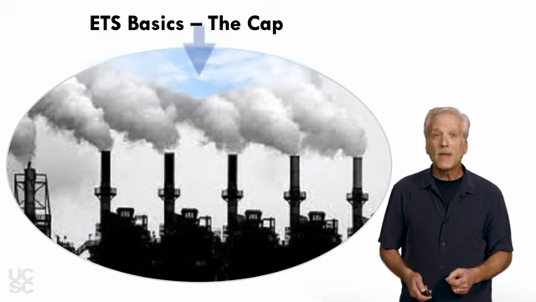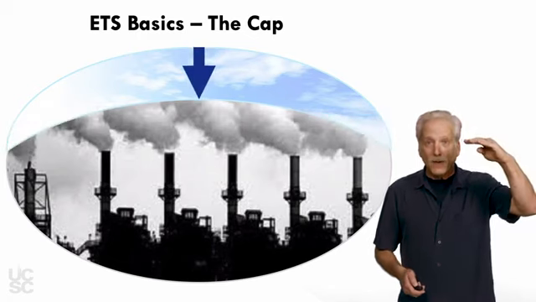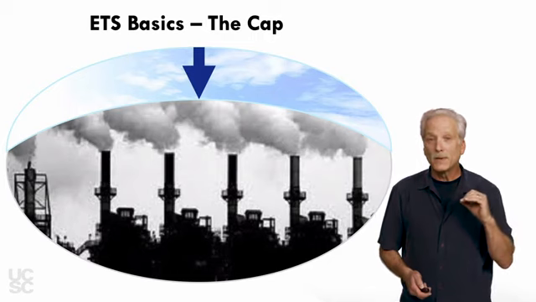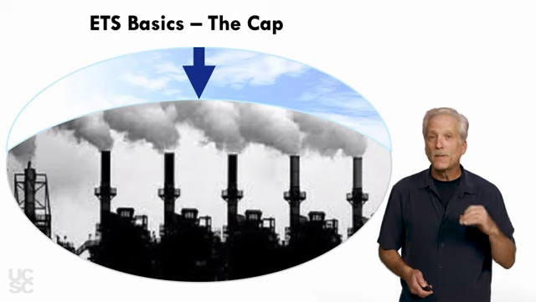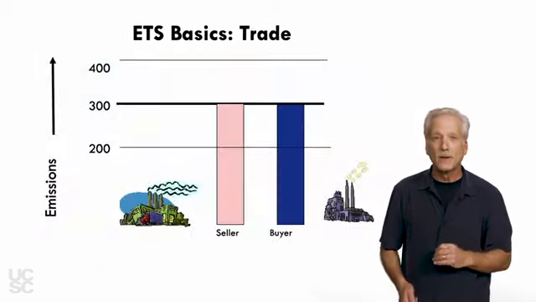Over time, the cap will go down. Emissions will start high, and then they're going to go down year after year. That's the way we achieve environmental results. Without the cap, we can't be sure that we're going to reduce emissions. For a cap-and-trade program to work, we need to have a strong, effective cap.